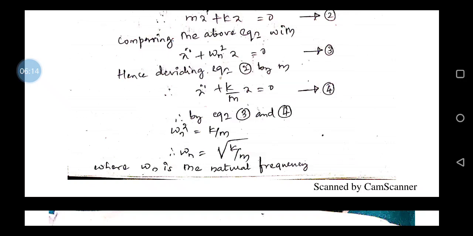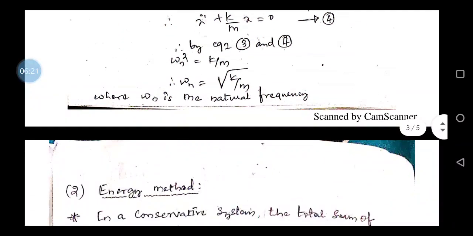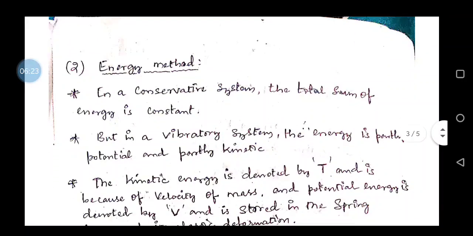Therefore omega n is equal to under root of k by m, where omega n is the natural frequency of the system. The same natural frequency can also be found out by different methods. So we have discussed now Newton's method. So let us find out the natural frequency of a spring mass system with the help of the energy method.